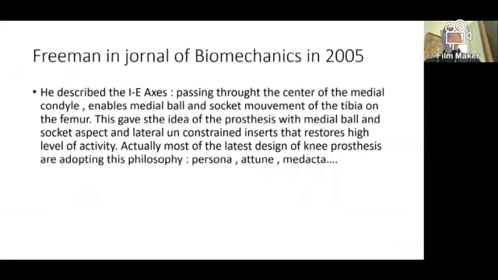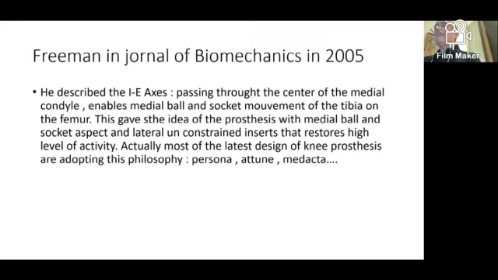Freeman, in the Journal of Biomechanics in 2005, was almost prophetic. He described the axis passing through the center of the medial condyle. He enabled a medial ball and socket. He was the first to describe the ball and socket of the tibia on the femur. This gave the idea of a prosthesis with a medial ball and socket aspect and a lateral unconstrained side that restores high mobility and has a high level of laxity.